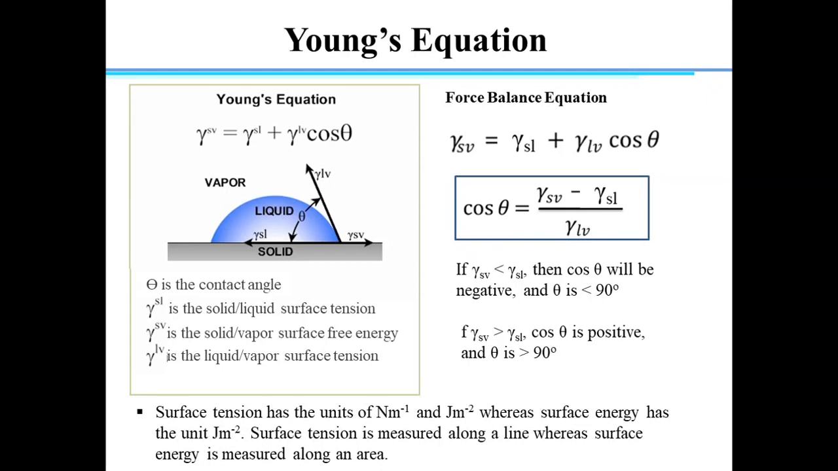These are the ideal situations where the solid surface is smooth and the liquid is pure. But this is not always the case. There are some factors such as surface roughness, impurities, functional groups on the surface, etc. that affect contact angle. In our next video, we will discuss factors that affect contact angle.